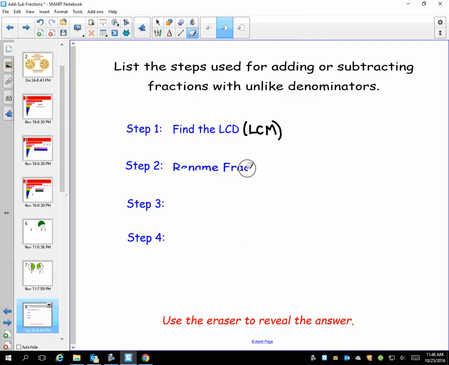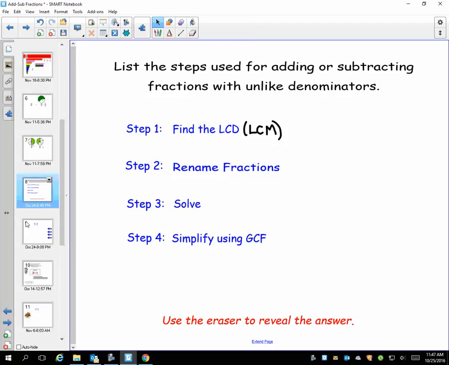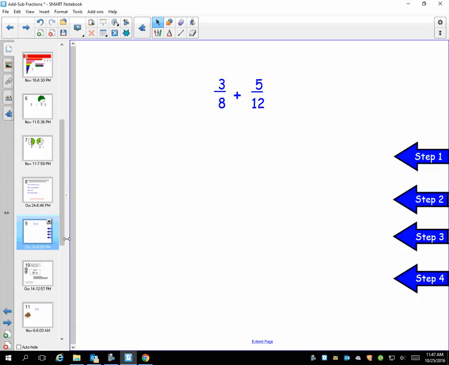Step 2, rename your fractions. Step 3, solve. And step 4, simplify using your GCF. Okay, pause the video to make sure you have all 4 of those steps written down. All right, now let's move on to a problem. Write this problem down in your journal.